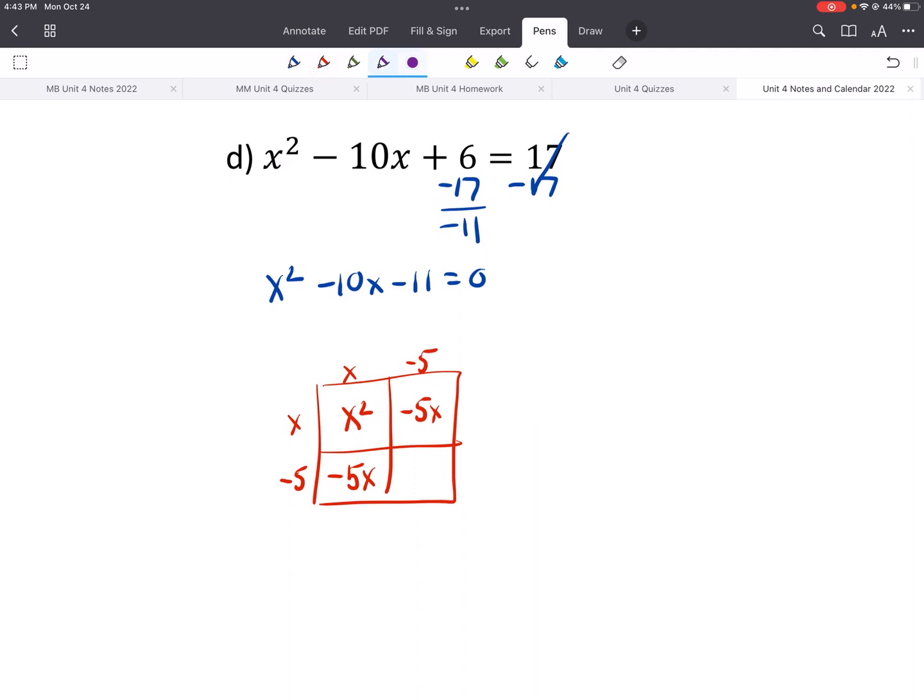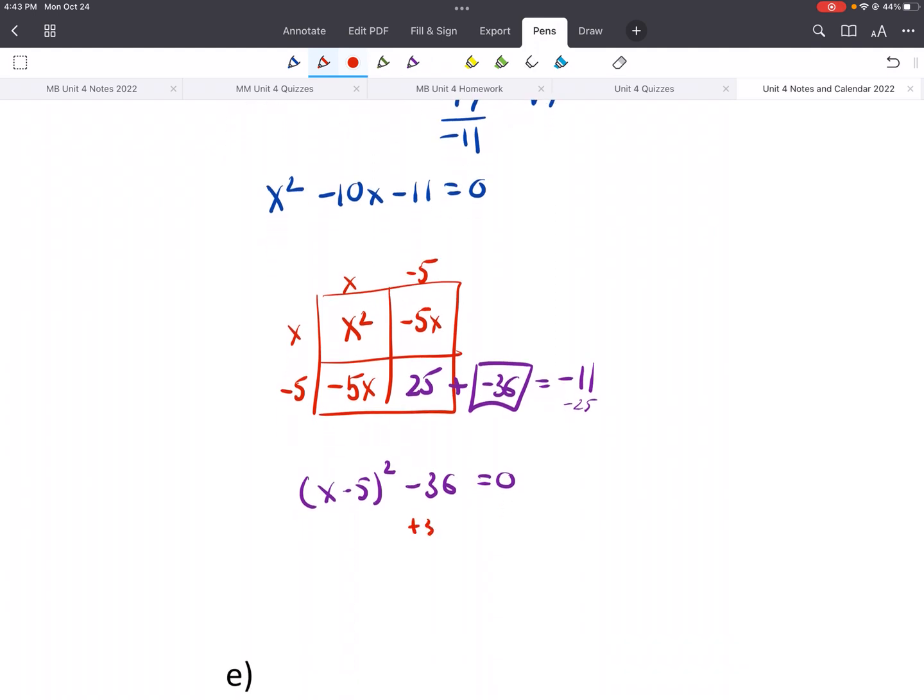What completes the square would be 25, but we don't want 25. We want it to equal negative 11. So again, we can just subtract 25, and that gives us negative 36. So we get x minus 5 times x minus 5, which is x minus 5 squared, minus 36 is equal to 0.